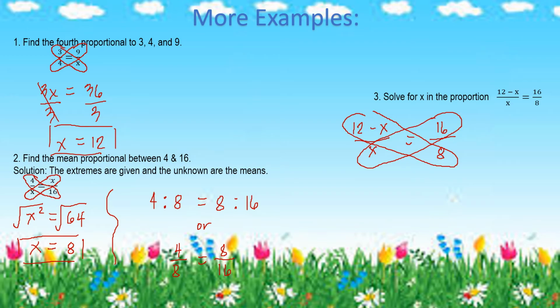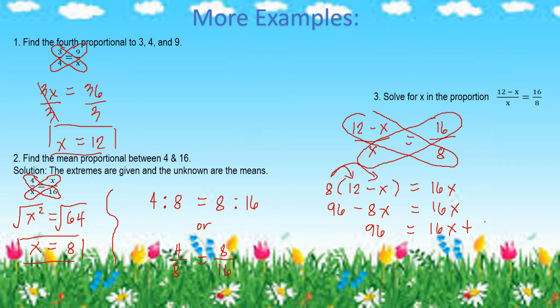So we multiply 8 by 12 minus x, and then 16 times x is 16x. By distributive property, 8 times 12 is 96. 8 times negative x is negative 8x. We have 96 is equal to 16x plus 8x. So we have 96 is equal to 16x plus 8x is 24x.